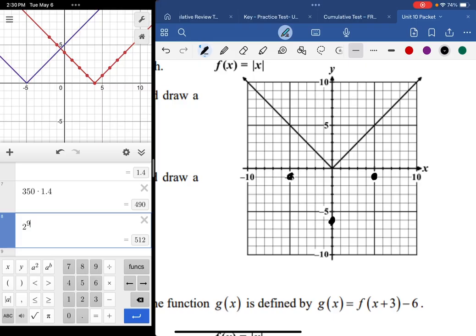Grab a couple more points along the way. We'll take this one here, 1, 2, 3, 4, 5, 6. And then just line segment it up. Throw an arrow on at the end. Same deal over here. And that would be my g of x.